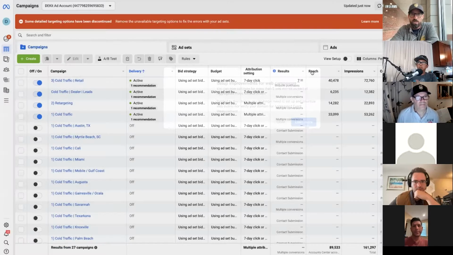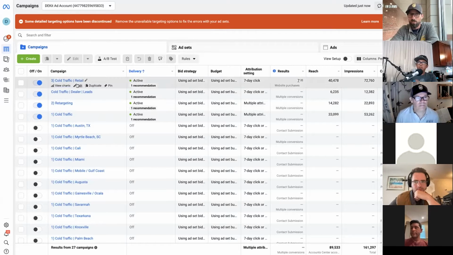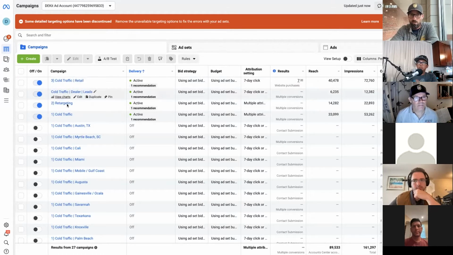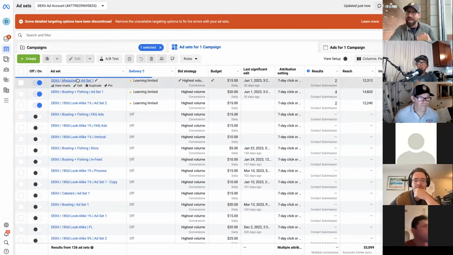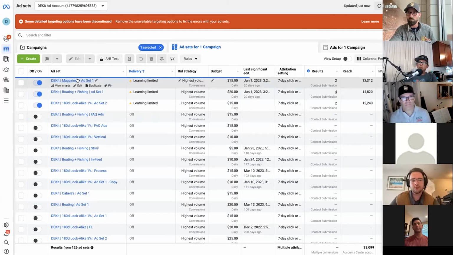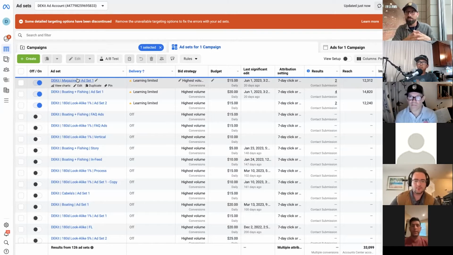So, okay, Teddy, you can see these are all campaigns. We have cold traffic, retargeting, and then we have one for retail sales as well. If I go into our cold traffic campaign, these are our ad sets. An ad set is a set of ads. So think of it as you could put 10 ads within an ad set, and Facebook will test all 10 of those different things to see which performs best.